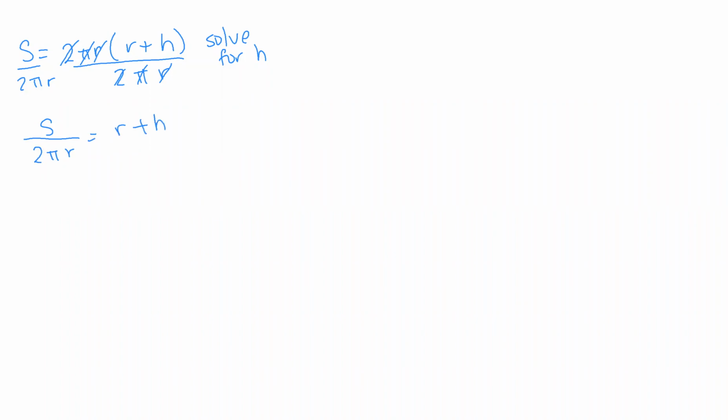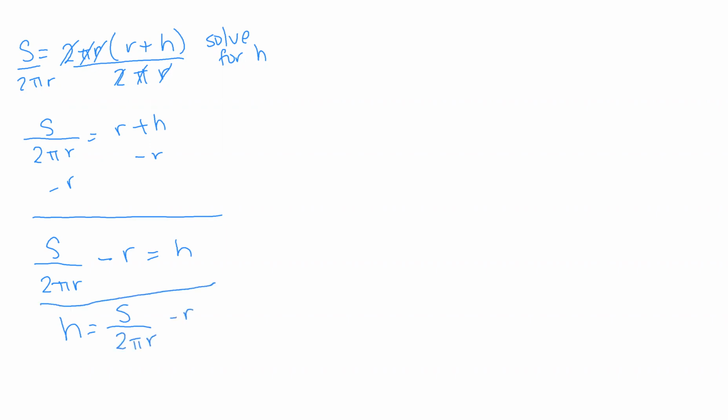Now I need to isolate the h. The only issue is this r that's being added. So at this point, I want to subtract r from both sides. So I would get S over 2 pi r minus r equals h. And then if you want to write it, h equals, it would look like this. And that's all. So it gets easier with practice. It's a little weird at first. Again, we're hopeful that things simplify and cancel and collapse. They just don't do that here when you're working with formulas.